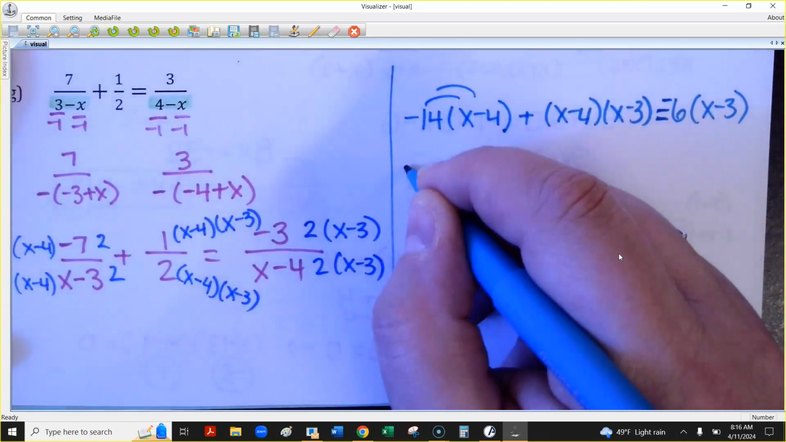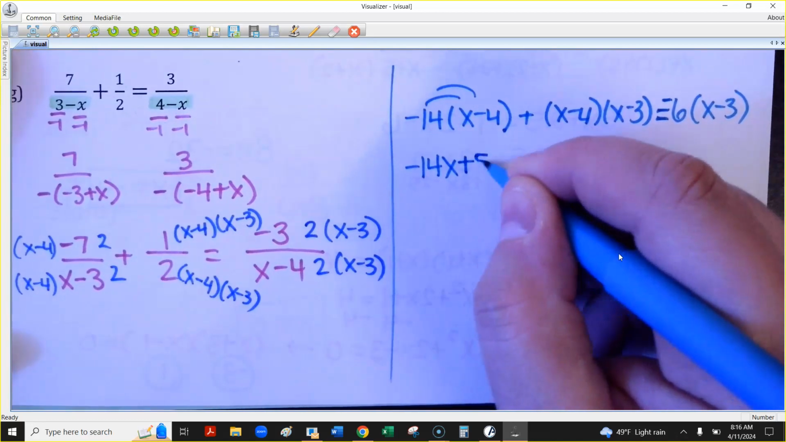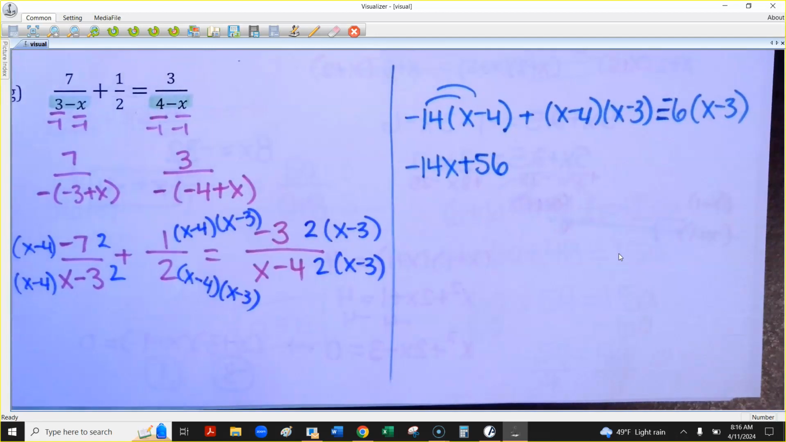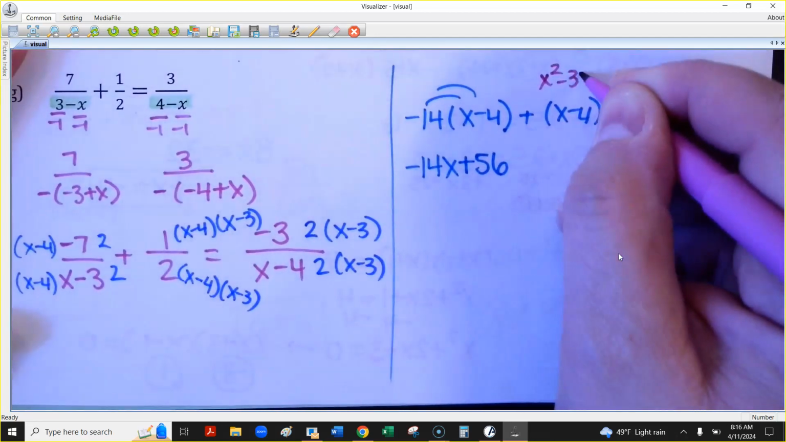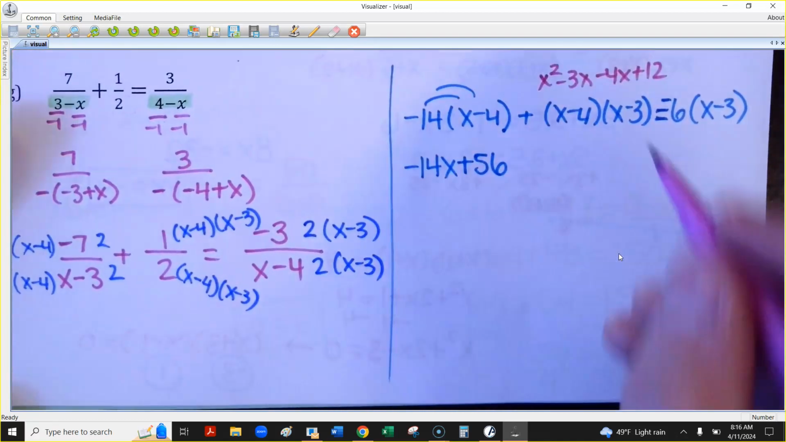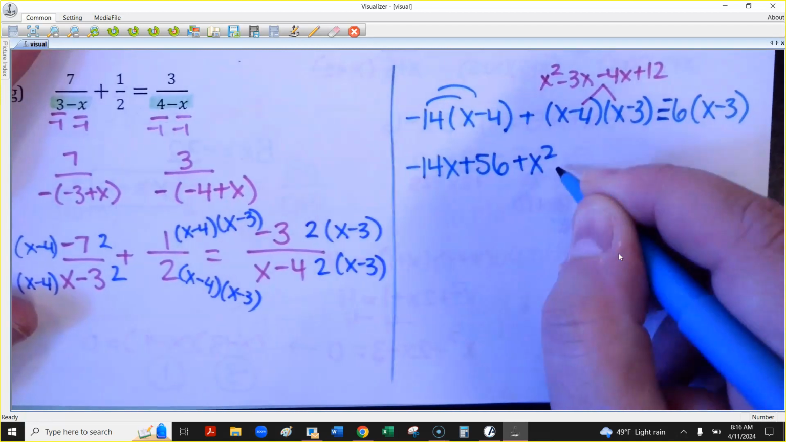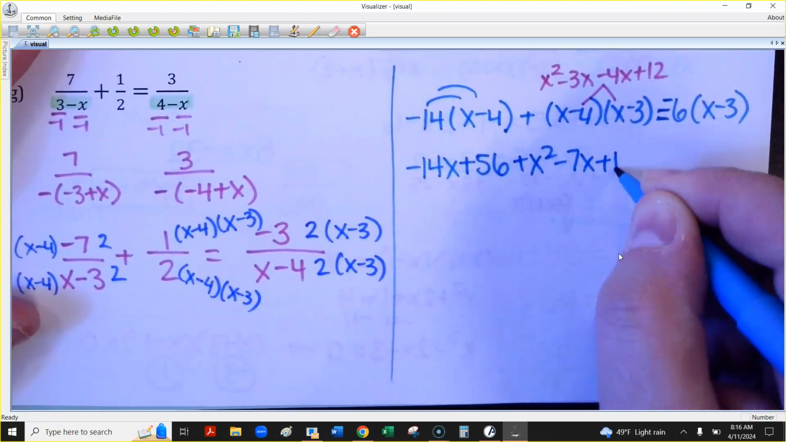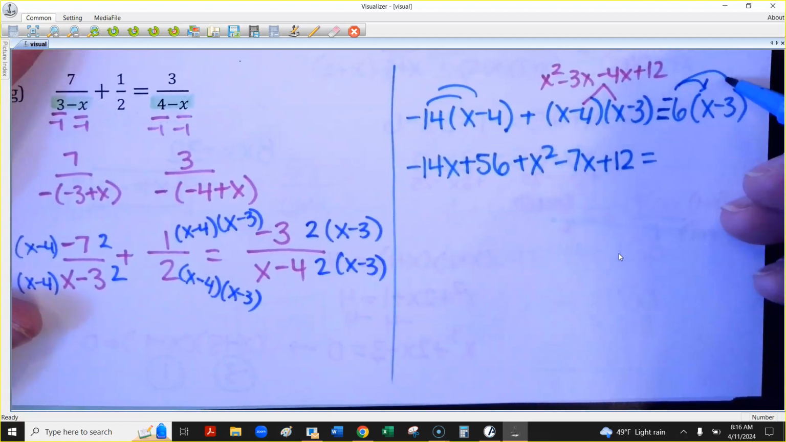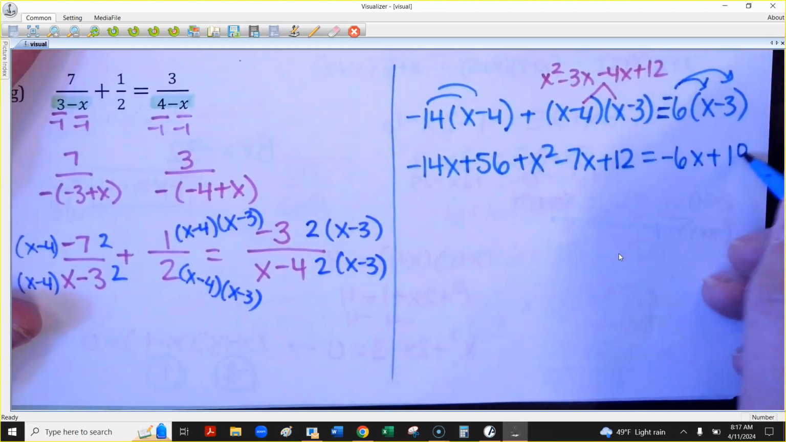This is going to be negative 14x. Negative times a negative, we're going to get plus 56. And then, let me do this above here. You get x squared minus 3x minus 4x plus 12 if you multiplied out with a little FOIL. So this would be, combine like terms, x squared minus 7x plus 12. And then the other side, don't forget, this was the negative 6. I just thought this was subtraction. I should put an equal sign there. This would be negative 6x plus 18.